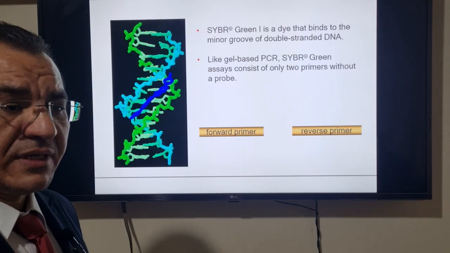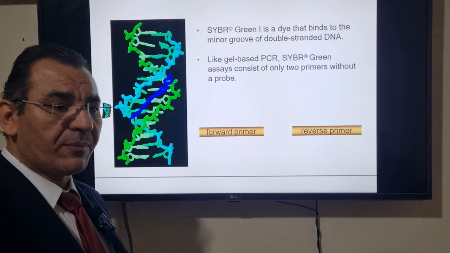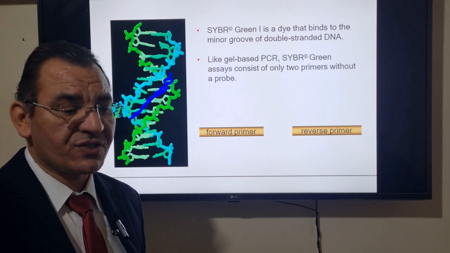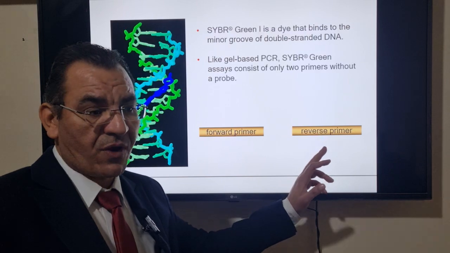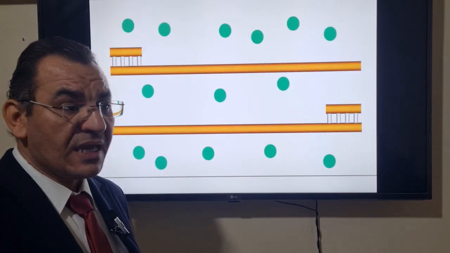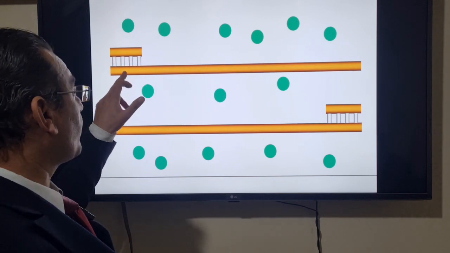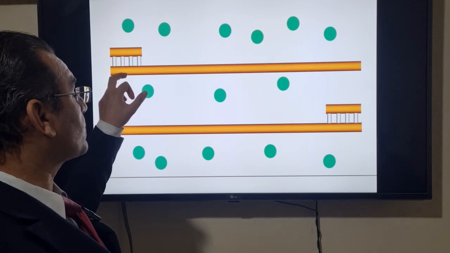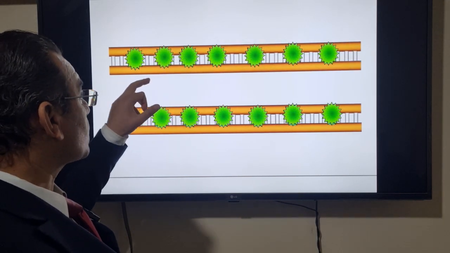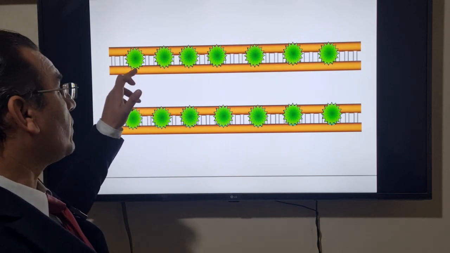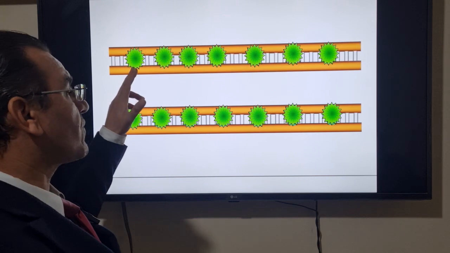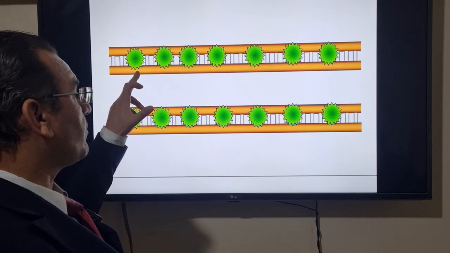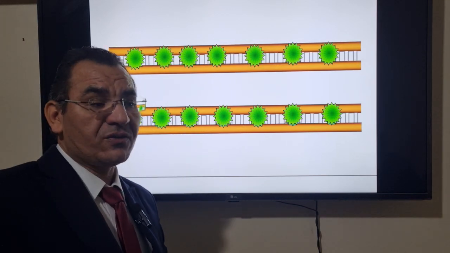SYBR Green I is a dye that binds to the minor groove of double-stranded DNA. Like gel-based PCR, SYBR Green assays consist of two primers, forward and reverse primer, without a probe. The primer anneals to the complementary sequence of the single-stranded DNA template, and the Taq polymerase produces double-stranded DNA. This will allow the SYBR Green I dye to intercalate in the minor groove of the double-stranded DNA and be excited, producing emission energy. This emission energy will be calculated and quantified.